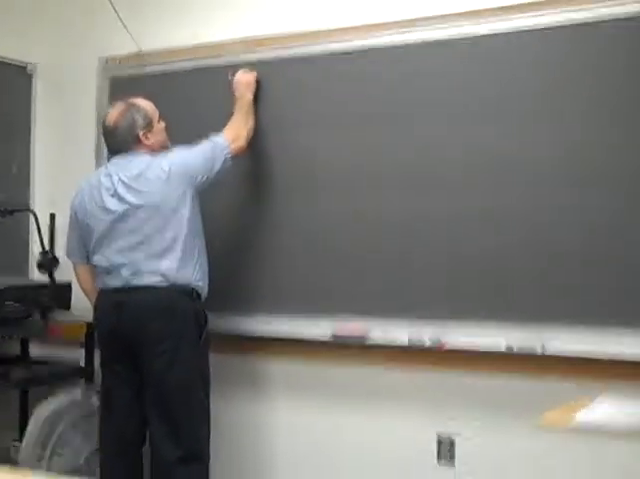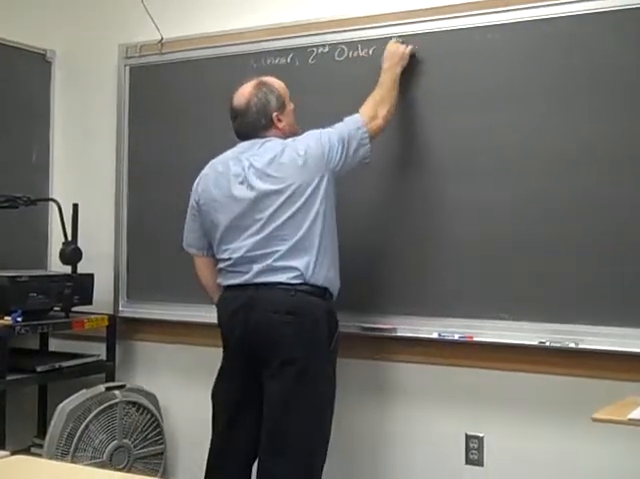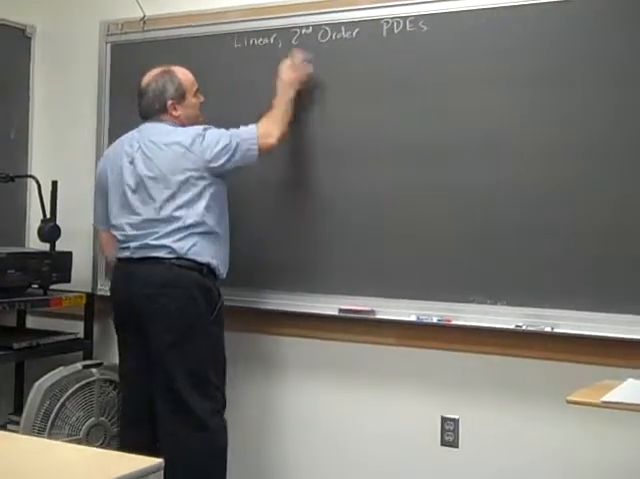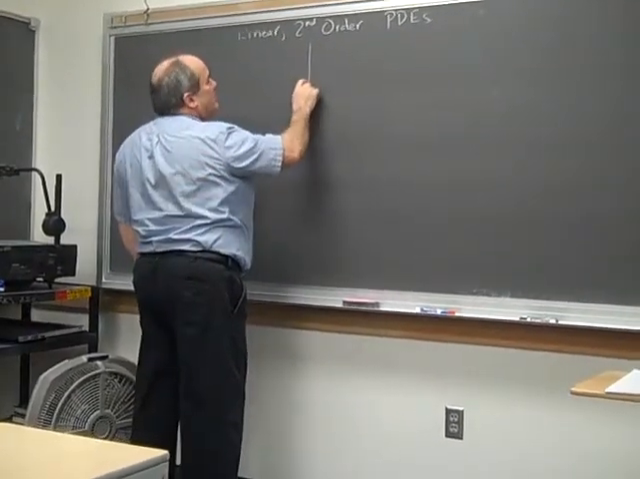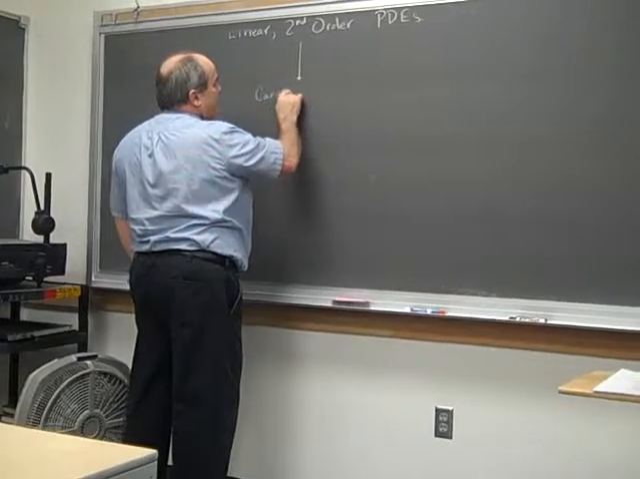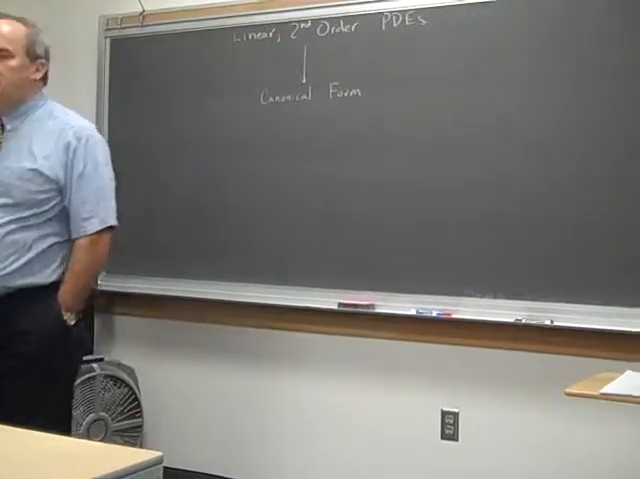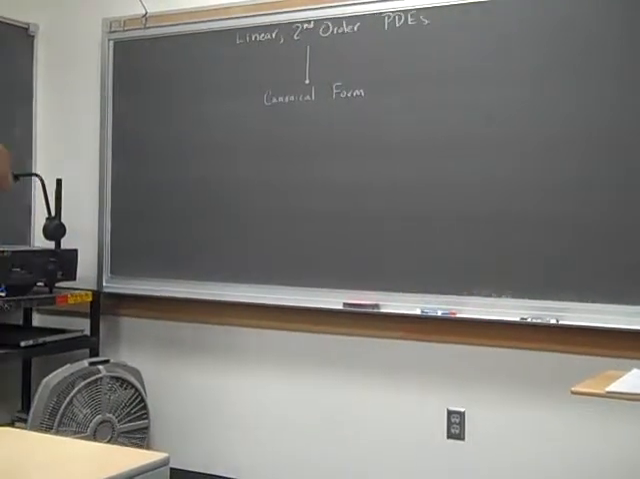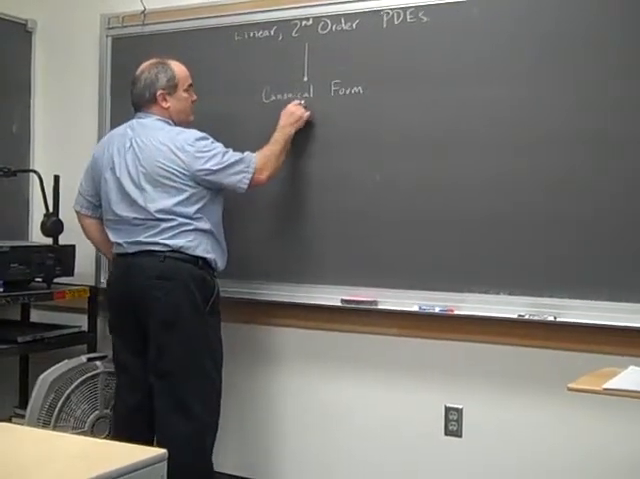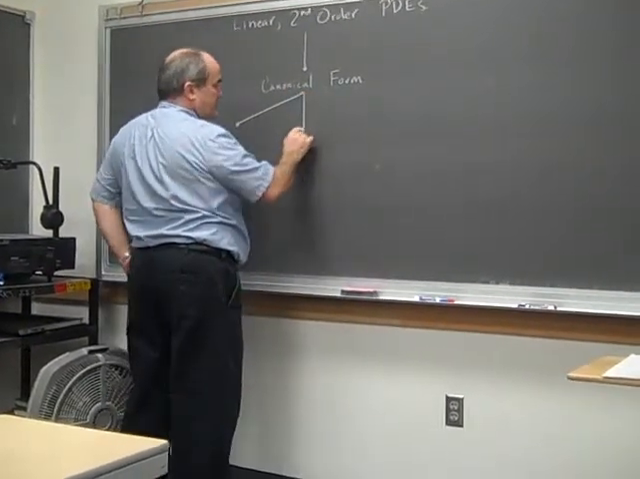We are looking at linear second order PDEs. And the first thing that we basically learned to do with linear second order was to put it in canonical form. So I basically learned that there's only three types. And from there, we have branched out a little bit. So we have our three types.